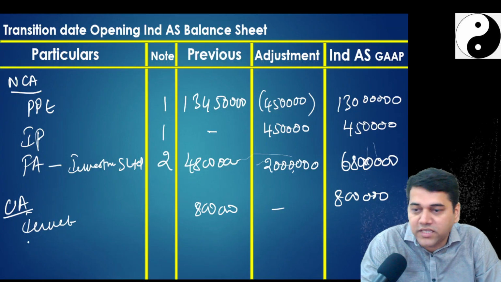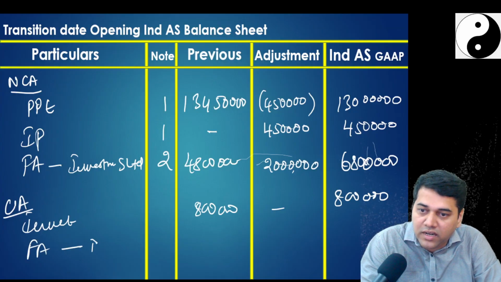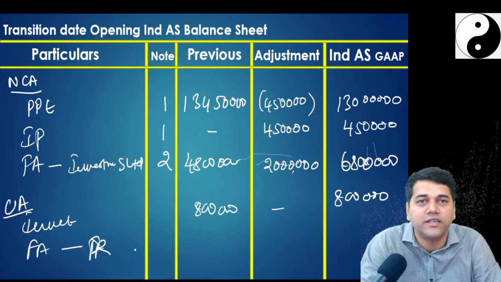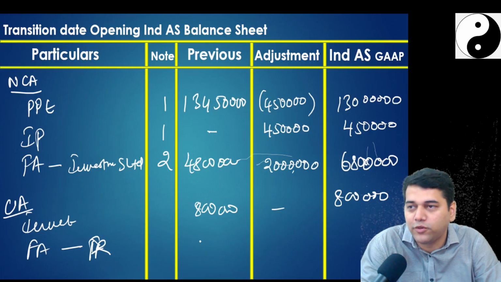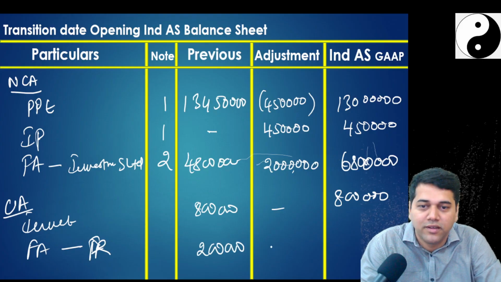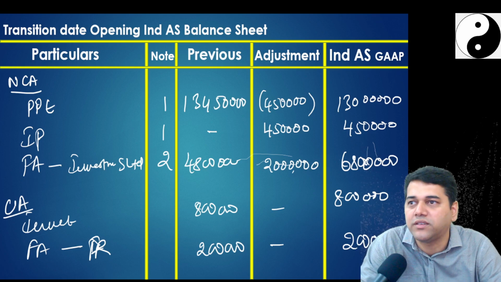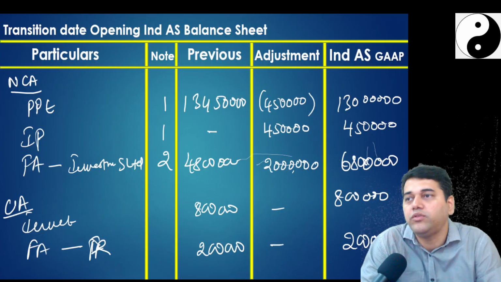Now, next is financial assets. Under that, trade receivables, that is debtors. I have written debtors here for your understanding, because we don't call them debtors anymore. No adjustment, obviously, because for debtors, how are they going to change?